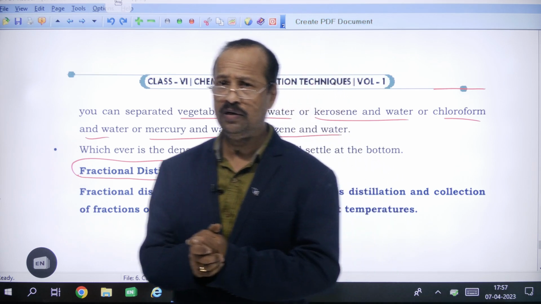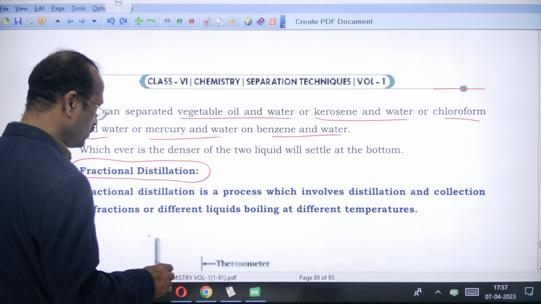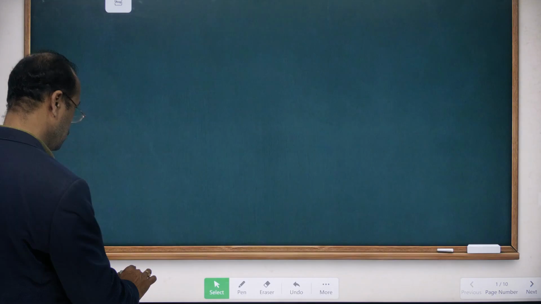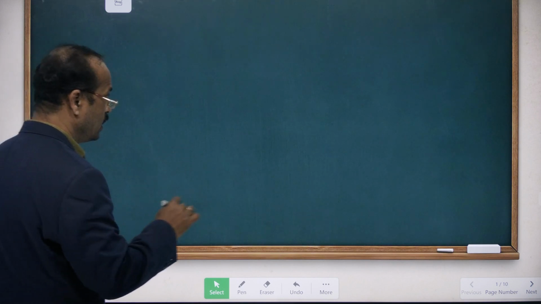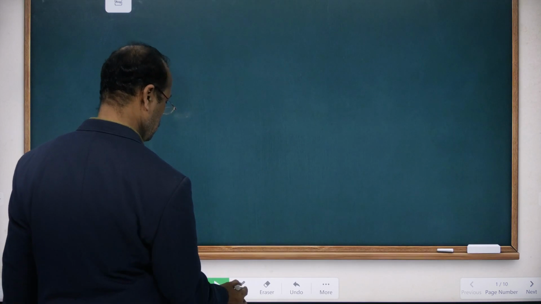So distillation means what? Very simple. In the last class I already explained it, I think. So here what we do in the distillation method, this consists of one round bottom flask.